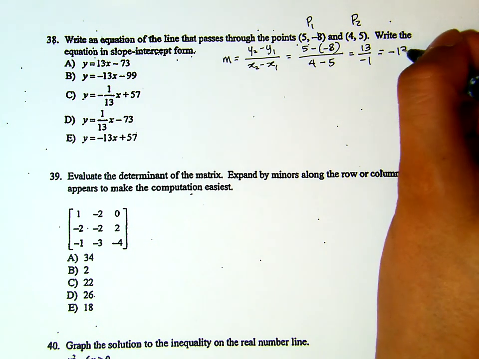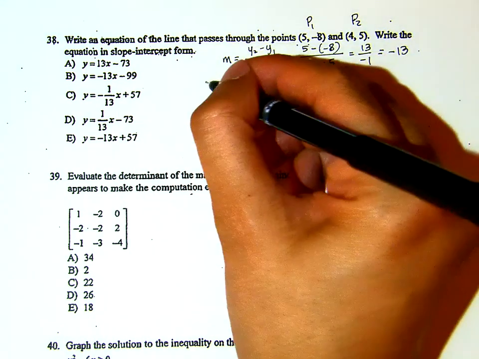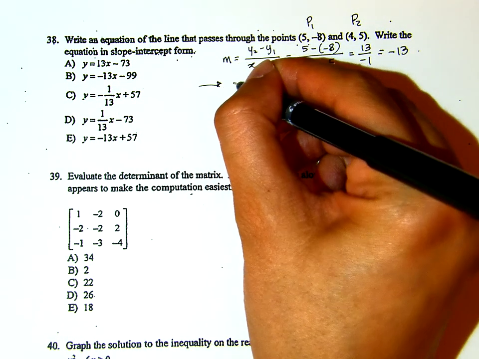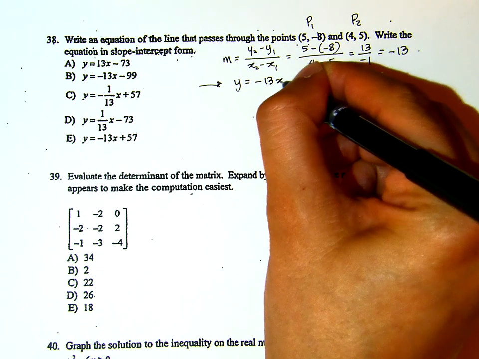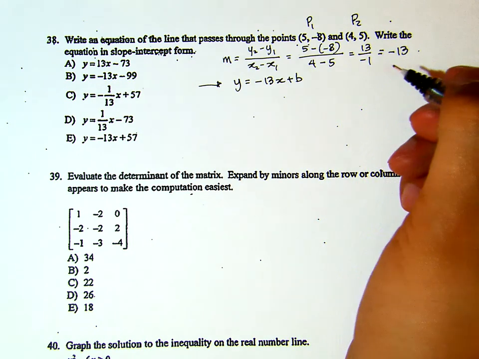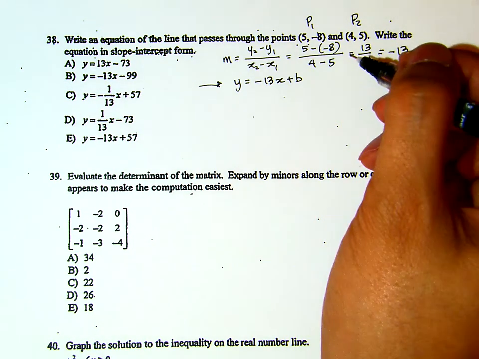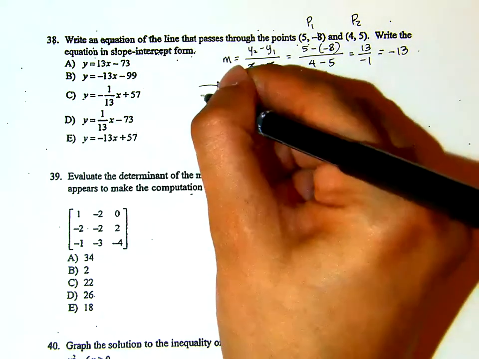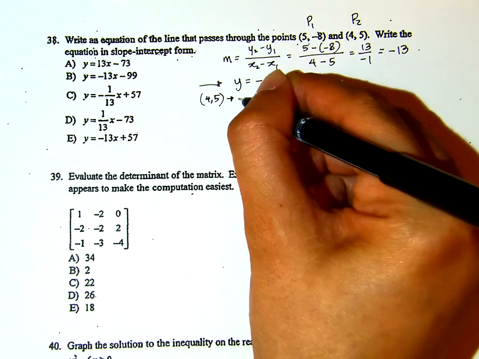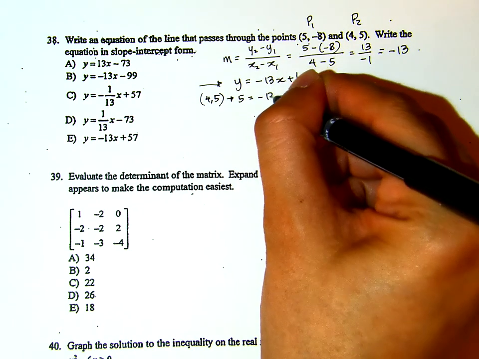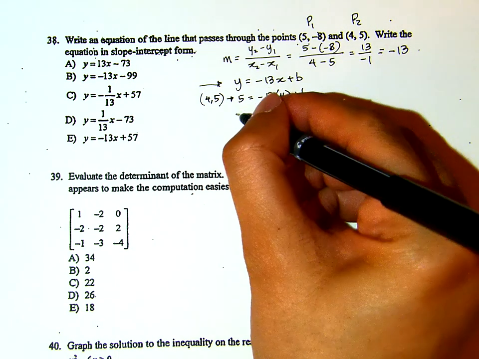or -13, right? Now then, from here I will know that in the slope-intercept form it will be y equals -13x plus a constant b. Now then, how do we find that b? I will plug in either one of the coordinates. I think I will plug in the second coordinate, (4, 5). The y is 5, the x is 4. Now I will use this to solve for b.